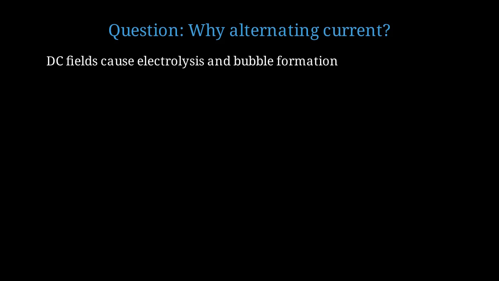Let's start with a fundamental question. Why do we use alternating current fields instead of direct current? Why not just apply a steady voltage? Direct current fields cause electrolysis at the electrodes. Water molecules split into hydrogen and oxygen gas. Bubbles form, blocking the channel. This is catastrophic for microfluidic devices.